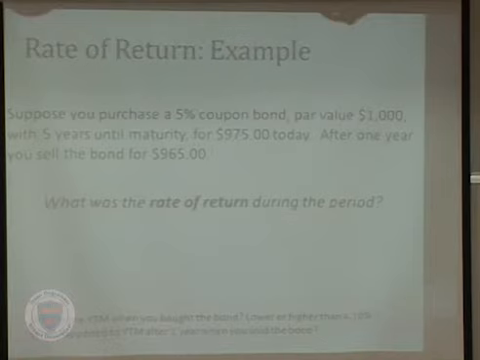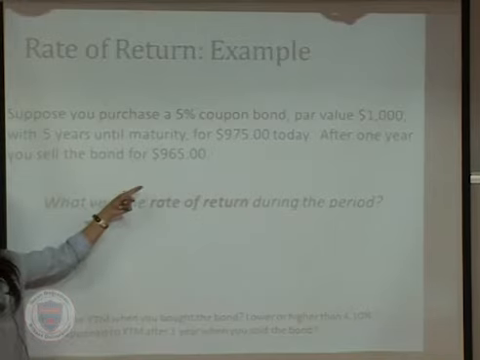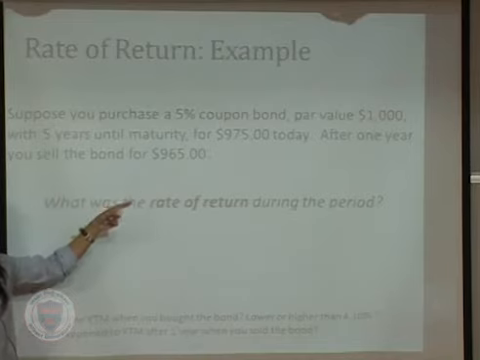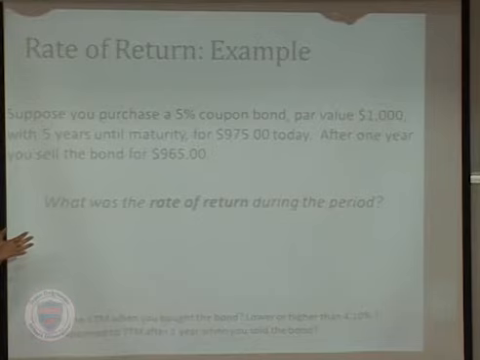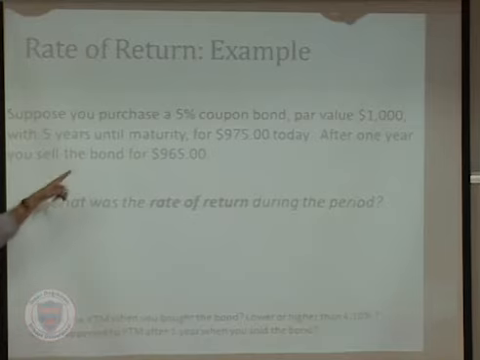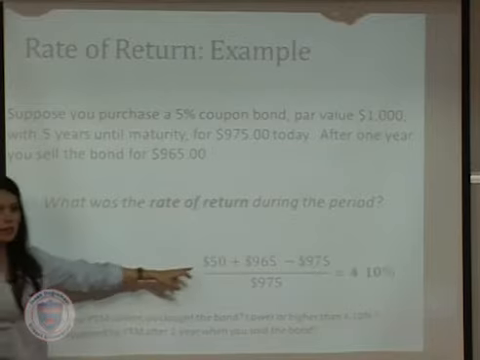So what happened? Let's go step by step. You paid $975 for this bond, and after 1 year, the price decreased to $965. For some reason, you decided to sell the bond. So first, start with the coupon payments. Suppose that you have annual coupon payments. What is the coupon payment you obtained? 50. 5% coupon rate. So you got this 50.